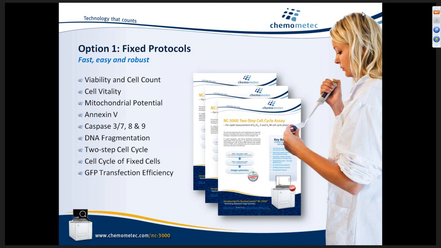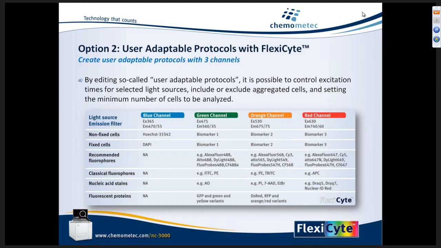On top of these fixed protocols, we have the user adaptable protocols, the FlexiSite, where you can use 3 channels, green, orange, and red, for your own fluorophores, along with a counterstain, either Hoechst or DAPI, in the blue channel. And by that, you can have up to 3 channel assays looking for, for example, CD markers, MitoTrackers, YFPs, RFPs, and a lot of other stuff. And as long as you conjugate to a photostable fluorochrome, you will be able to see your antibody.